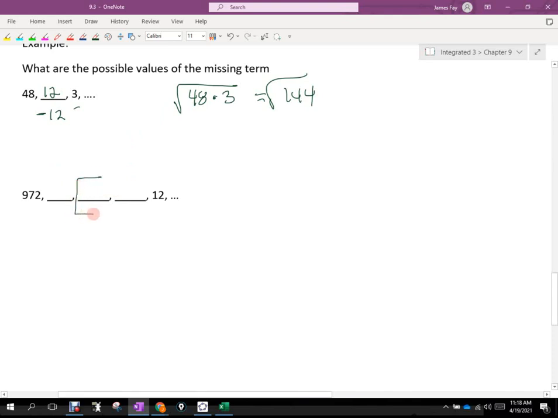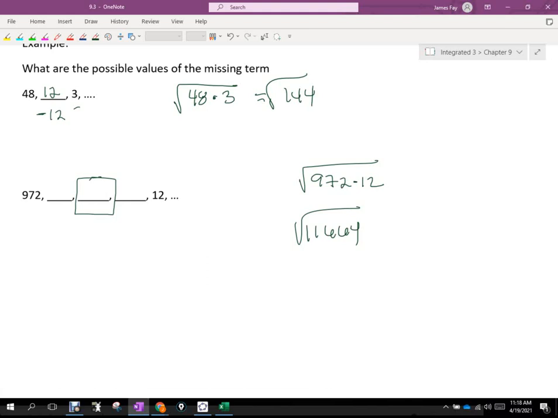So what it's going to do is this first process is actually going to find that value for us. Okay, this process always finds the middle value, okay, or the middle of the sequence. So if I take the square root of 972 times 12, 972 times 12 gives me 11,664. I hope that's a perfect square. It is. Gives me 108. So this number right here is 108.